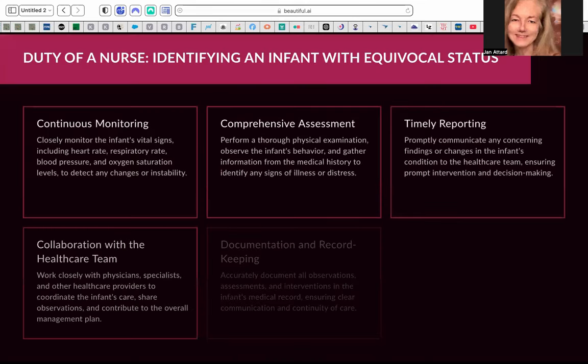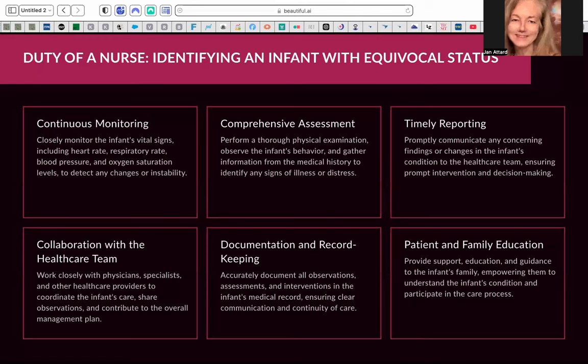Okay. So, what is our duty? As I tell my students, as I tell myself, as I go to the hospital each and every day, and I pray upon entry and I pray when I leave, my duty is extremely high. And it is to evaluate these unbelievably gorgeous pieces of wealth, these babies, with or without equivocal status, making sure that for each and every child, whether they're stable or not, I am doing continuous monitoring, comprehensive assessment, timely reporting, collaborating with the team, pushing if I must, where some attorneys say, wait a minute, you're not the doctor.